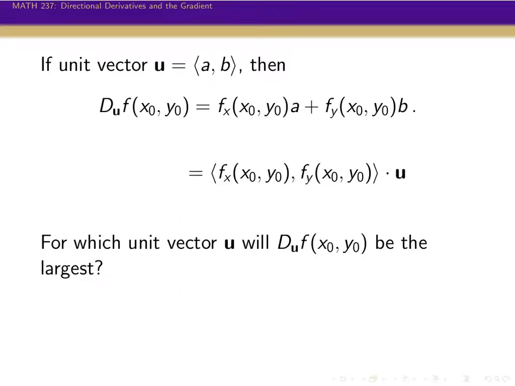Well, so now that we know this, if we're thinking about this in terms of the directional derivative, the u part is what's changing here. This vector right there, that's going to stay the same no matter what u is. And so then we can ask, so we're dotting two vectors together, what unit vector is going to give the largest directional derivative?